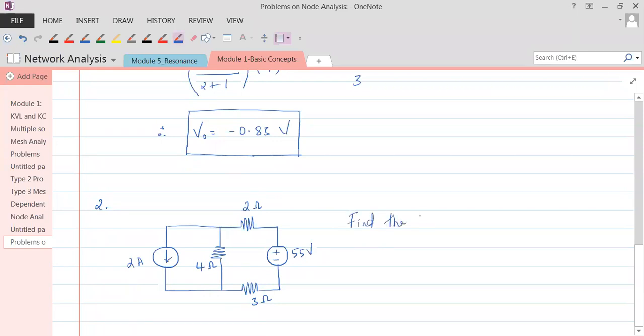the power delivered by the 2 amp source. Let's not put anything else, it's just finding that.